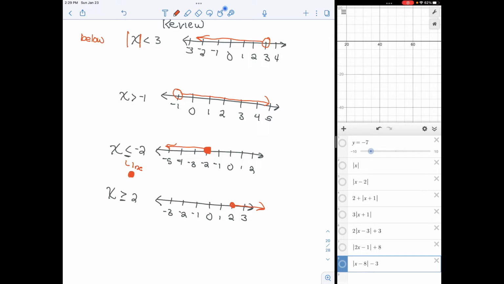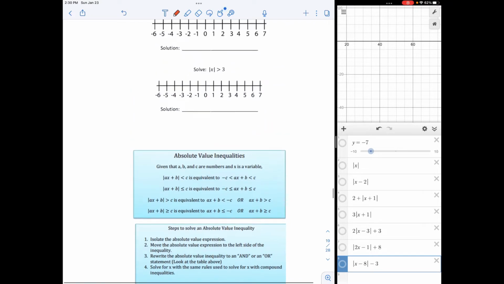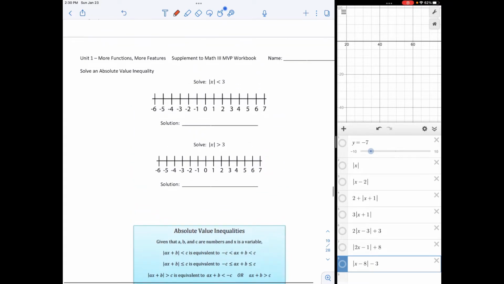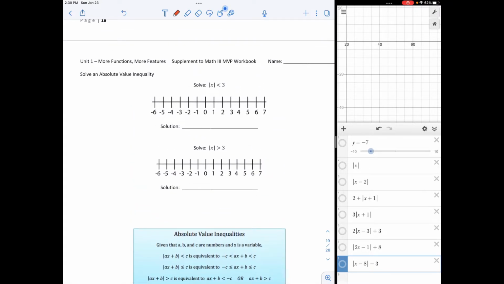Okay? Now, when we're graphing absolute value inequalities, when it's less than, I'm going to shade below, or what is below the line is going to be my solution. When it's greater than, what is above the line is going to be my solution. Same thing here. My solution will be below the line of 2, and my solution here would be above the line of 2. And I have to kind of show you what I mean.